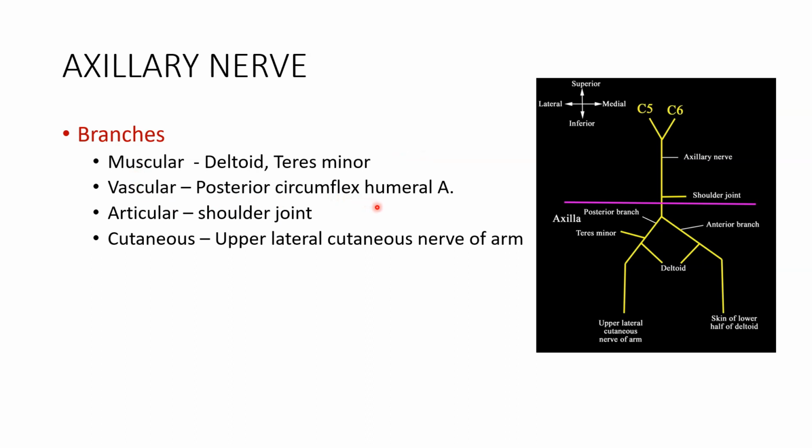branches to the posterior circumflex humeral artery, and articular branches to the shoulder joint. The cutaneous branch is the upper lateral cutaneous nerve of arm.